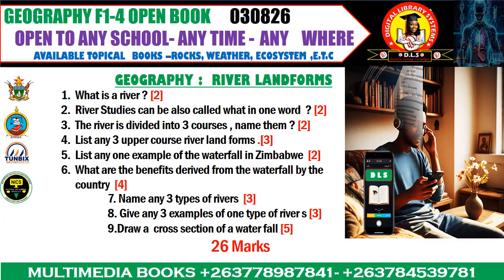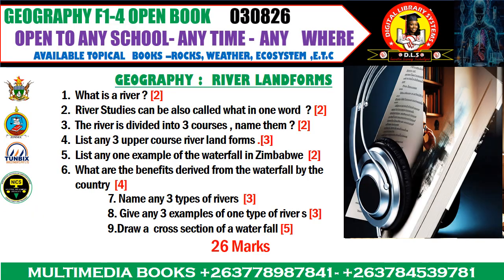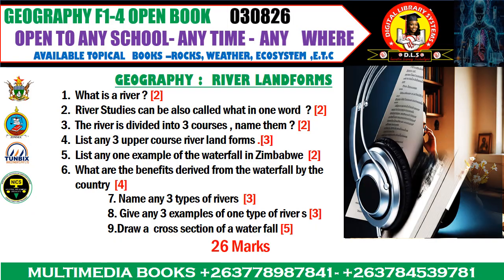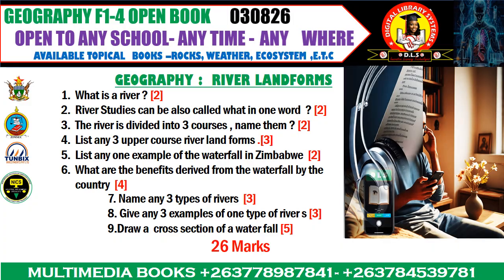A pleasant day again. This is Geography Form 1 to 4 open book. The topic is about rivers, and at A level, we refer to this as hydrology. But before I get deeper, let me say this is the Geography Digital Library System lesson sample, which we are purporting for the schools to understand and know.